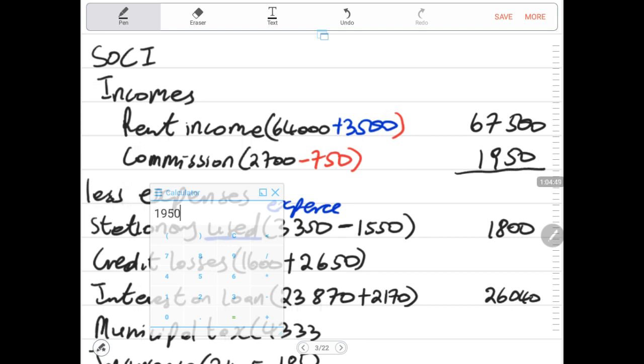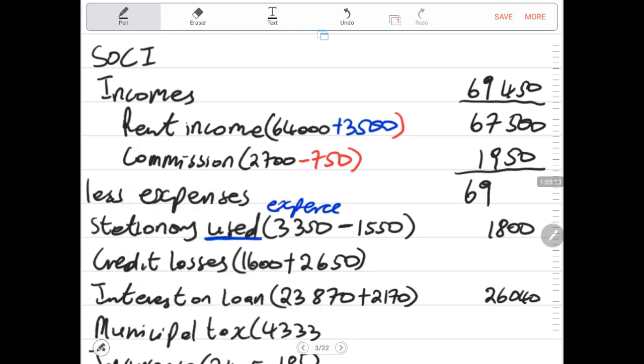Then we have our total incomes, plus 67,500, which is 69,450. Even if we write it at the bottom, then it must be on top so that we write expenses here correctly.